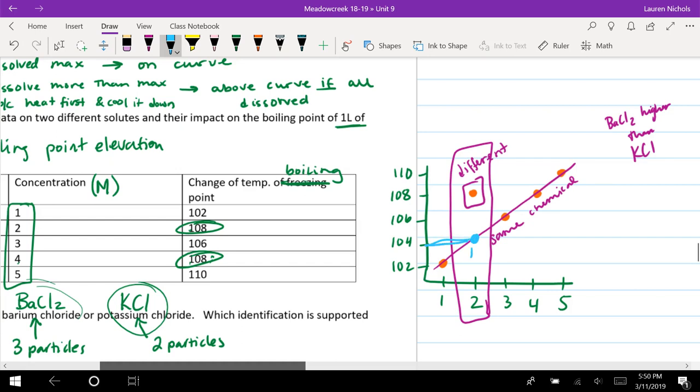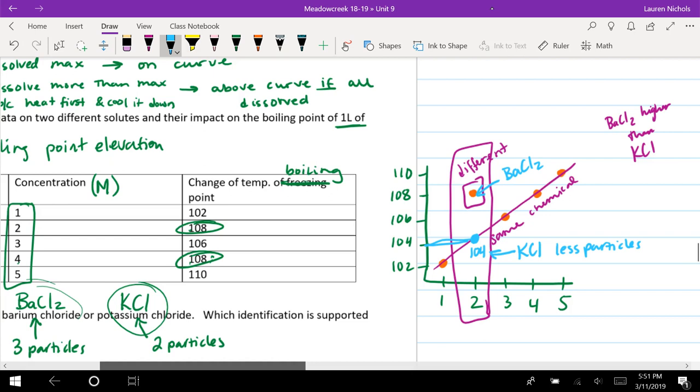So that's 104. If I have a concentration of 2, one has 104 and the other has 108. The one that's lower should be KCl because it has fewer particles. That's why at a concentration of 2 it's 104, whereas barium chloride, which has three particles, is at 108. And so that's how I can tell which one is which.